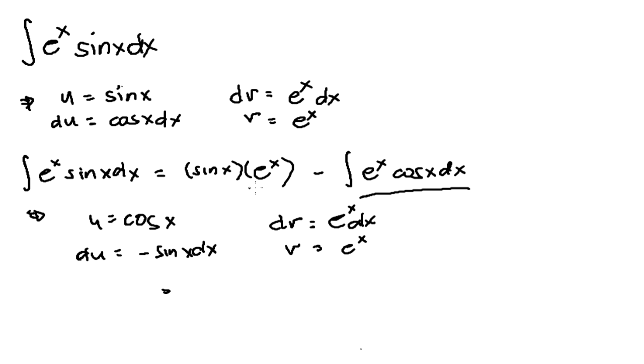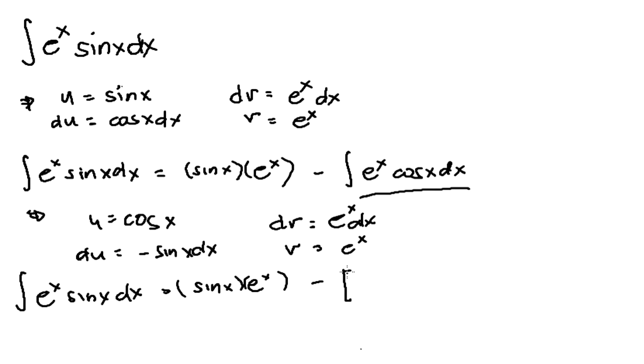So let's copy this one. We have sine x e to the x. Let me copy also this original integrand here. Then minus the integral of cosine x e to the x dx is equal to uv minus the integral of v du.